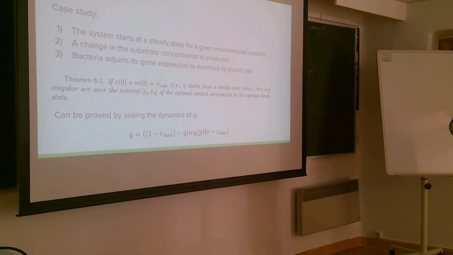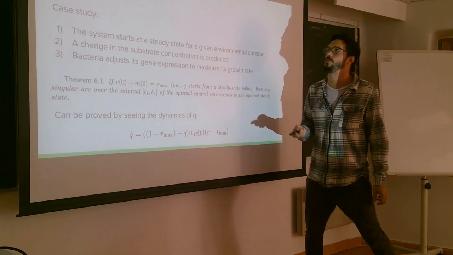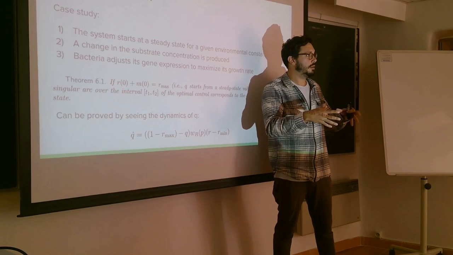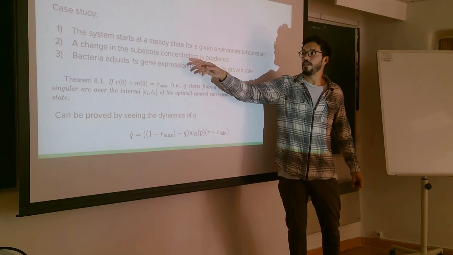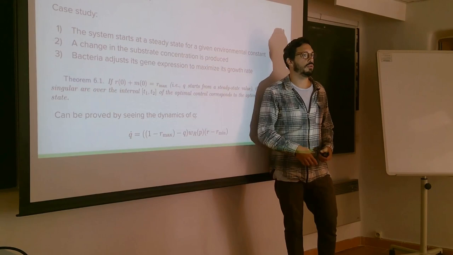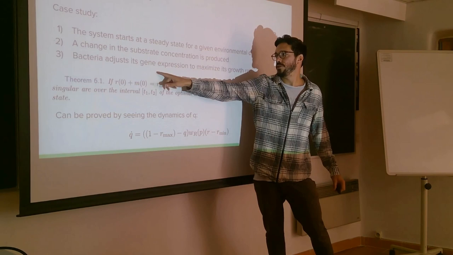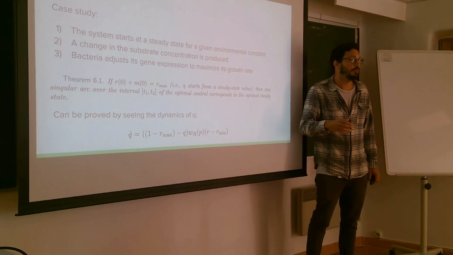So now I will explore some biologically relevant scenarios. The first one will be a nutrient shift, which was the one that interested us at the beginning. So the case would be the following. We have a system that starts at a steady state. We have bacteria in a certain environment, which is constant, okay? And suddenly there is a change in the substrate concentration. It could be a change in the substrate concentration, or it could also be a change in the substrate quality, for example. But it could be a change in the substrate, okay? And what the bacteria will do is adjust the gene expression to maximize its growth rate. So we know it does that in steady state. We want to see what happens in the dynamical aspect.